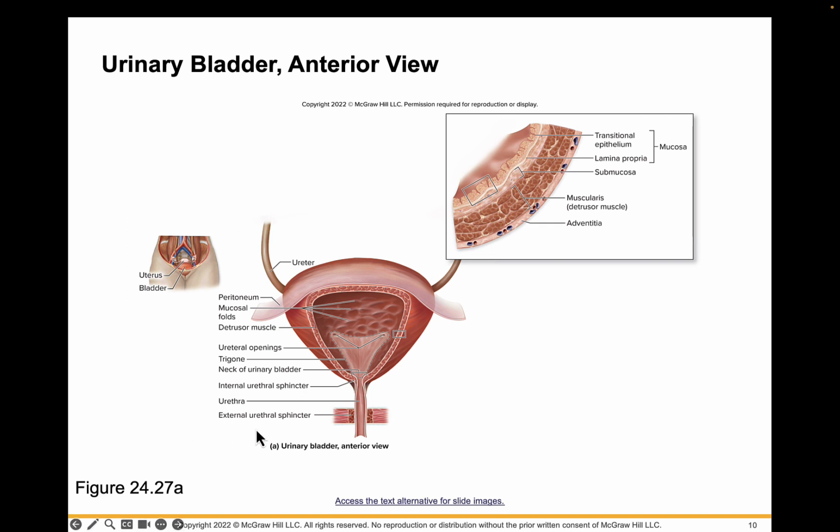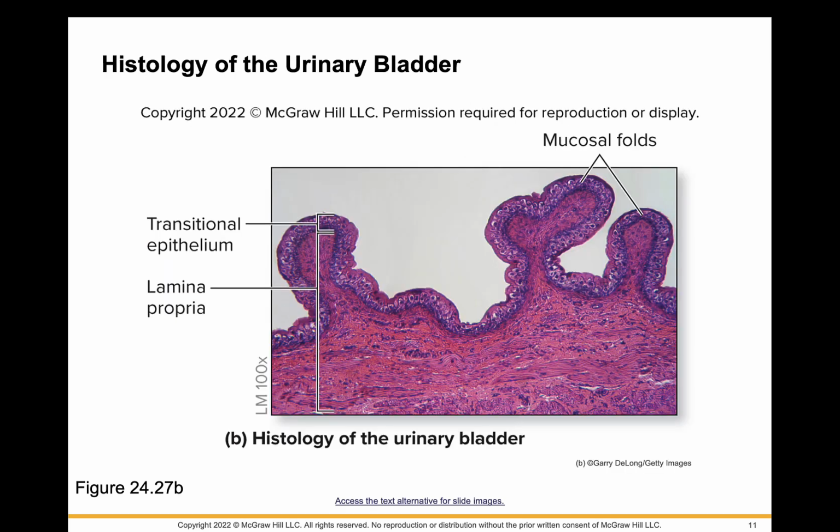Here we also see the internal urethral sphincter at the base of the bladder. Now remember, this is going to encircle because the urethra is a tube exiting the bladder, and the internal urethral sphincter is under autonomic control. And then we have the external urethral sphincter. This is actually skeletal muscle, so this is under somatic or voluntary control.